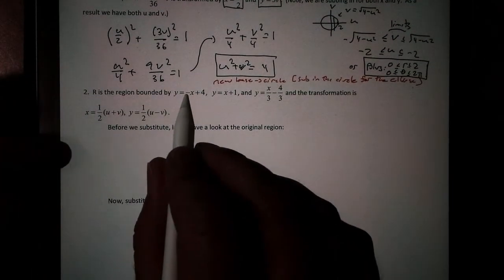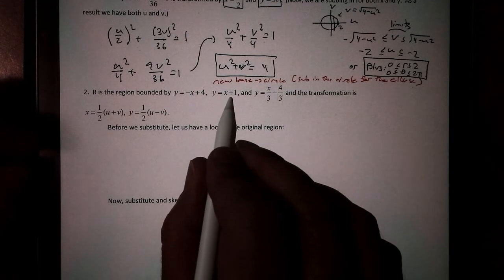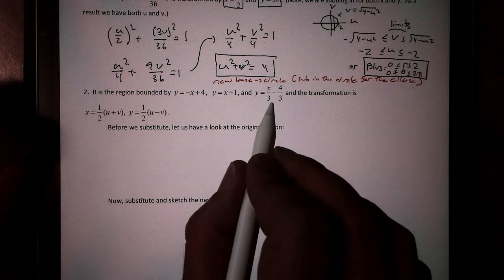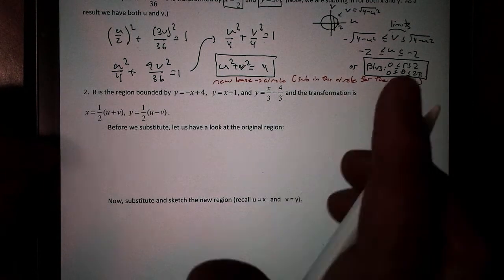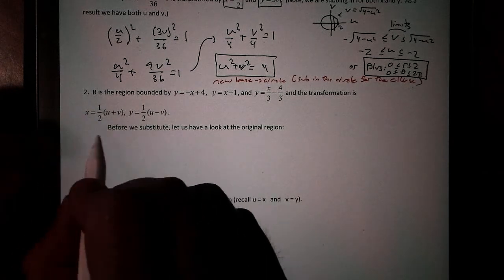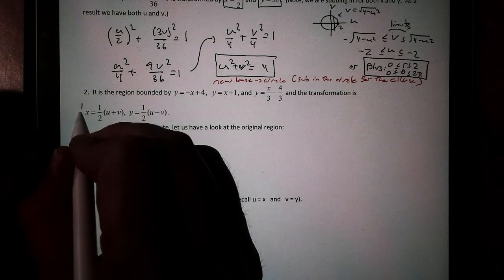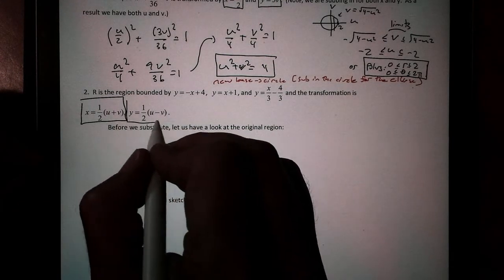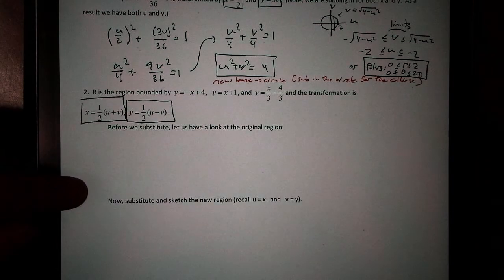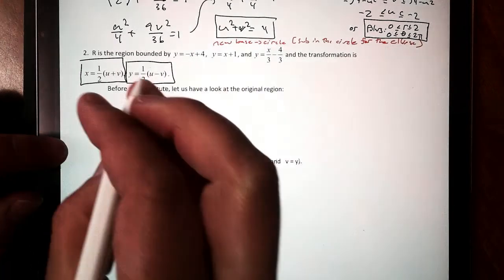R is bounded by the following lines: y equals negative x plus 4, y equals x plus 1, and y equals x over 3 minus 4/3. And here they give us a transformation. Again, how they came up with these equations, we're not going to worry about that just yet. So they're telling us x can be defined as 1/2 u plus v, and y can be defined as 1/2 u minus v. So before we substitute, let's get the region R.